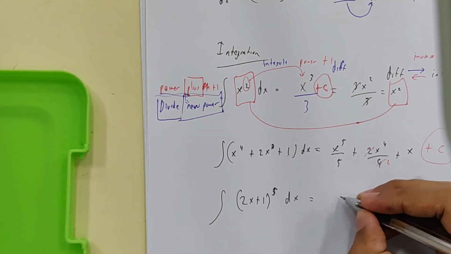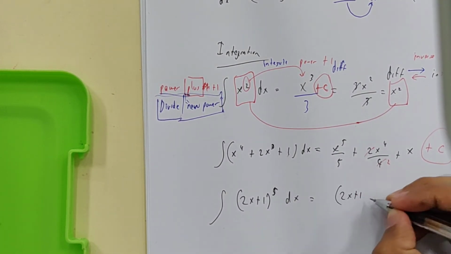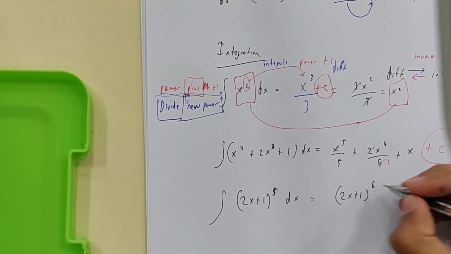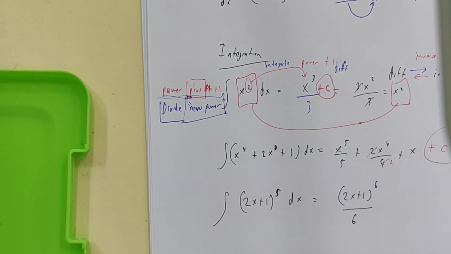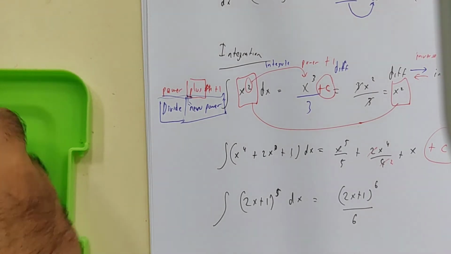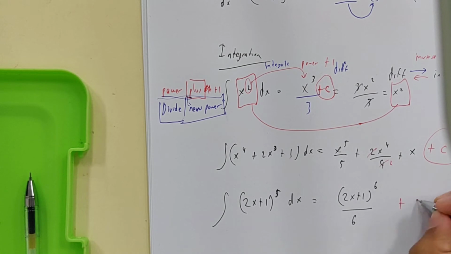Okay, so how? 2x plus 1 power 6 and then over 6. Very good. Over with the new power, divide with the new power. Are we done? Plus C is good, yeah. Cannot say it's wrong, but I'll say it's tak lengkap as well. I say it's a bit too fast.